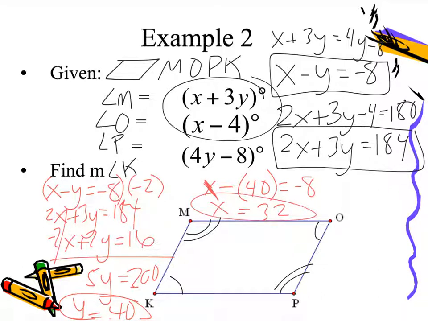Is that what it's asking for? No. It's actually asking for the measure of angle K. I don't know anything about K. Oh, wait. Yes, I do. It is opposite the angle O, which means that it is x minus 4 because they are congruent. So if I find O, which is 32 minus 4, that's 28, I know that the measure of angle K is also 28 degrees.